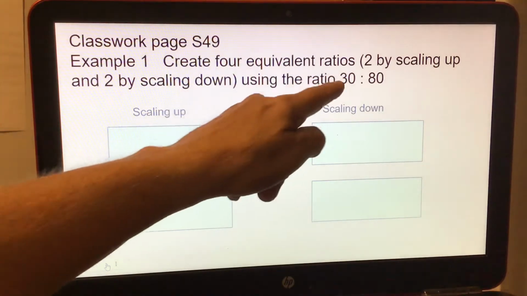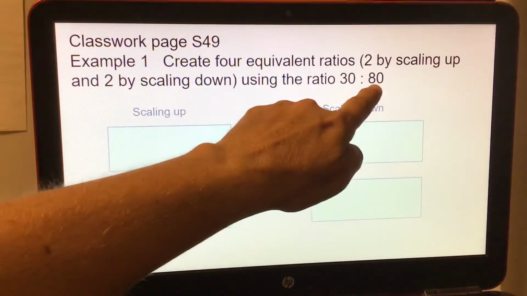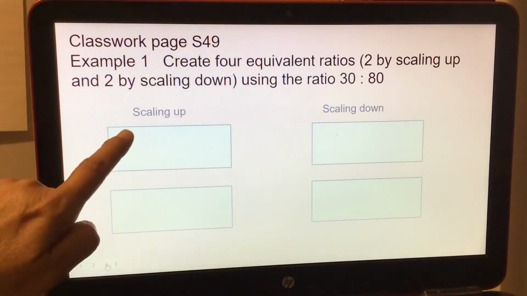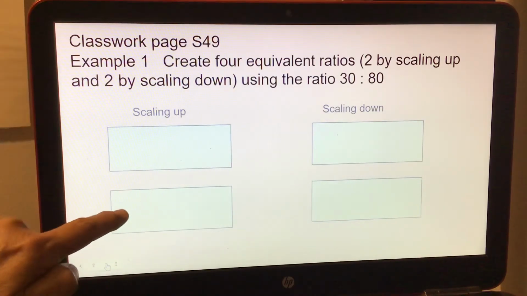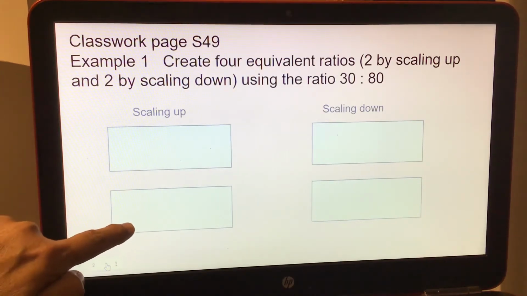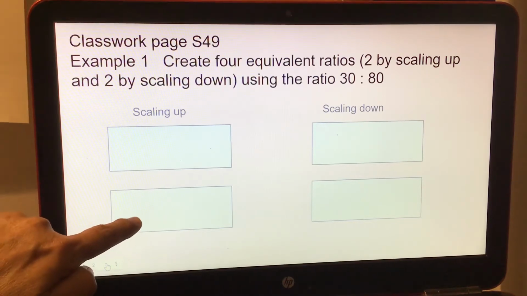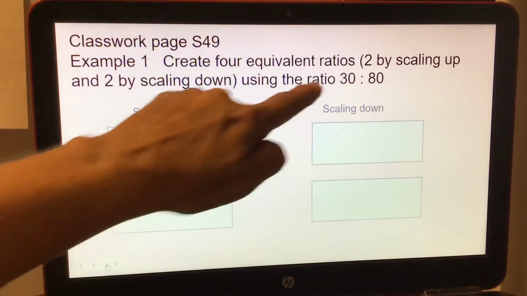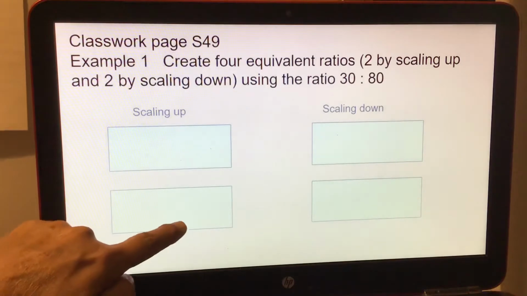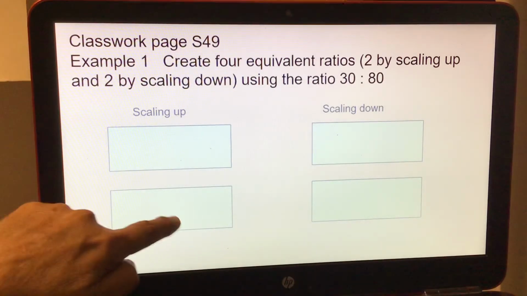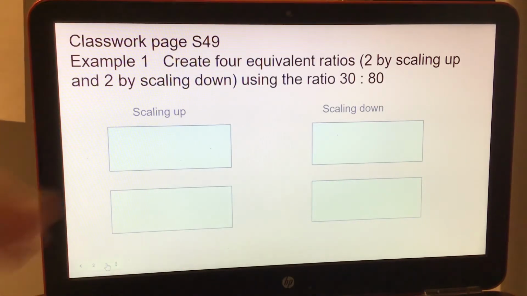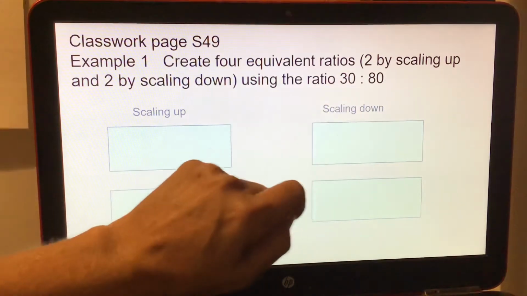So 2 times 30 is 60. 2 times 80 is 160. So it'd be 60 to 160 for your ratio. And then 3 times 30 is 90. 3 times 80 is 240. So 90 to 240. If you're scaling down, I'm going to divide.